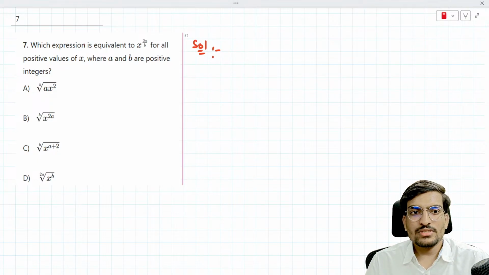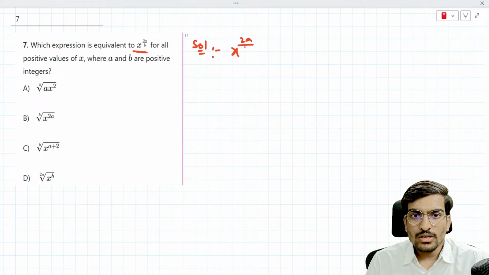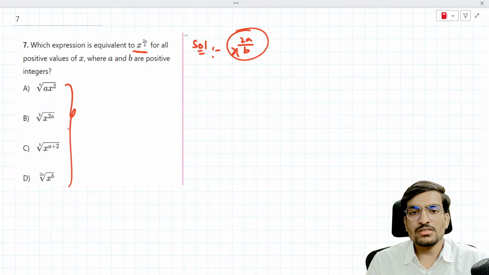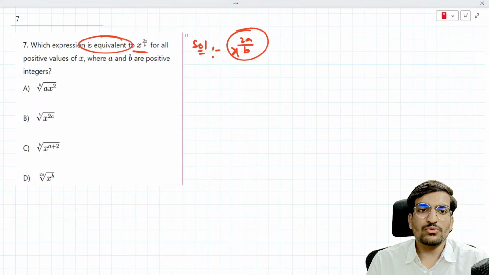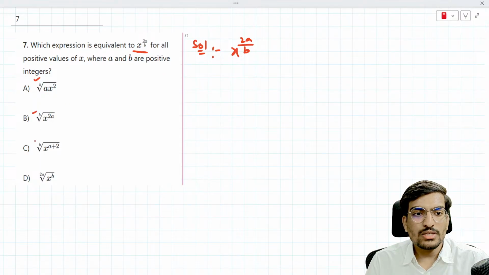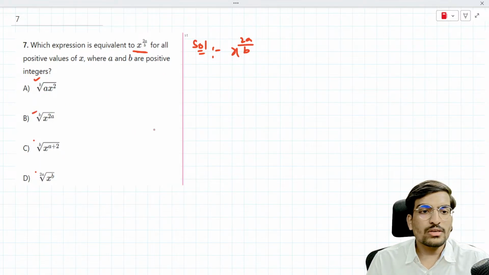Question 7. Which expression is equivalent to x raised to the power of 2a by b for all positive values of x, where a and b are positive integers? So you see the difference between the given question and the options is the root. There is no root in the given question. We just have to find the thing equivalent to the given expression by placing a root to this. How can we place a root to this? Saidur Rahman answered B.